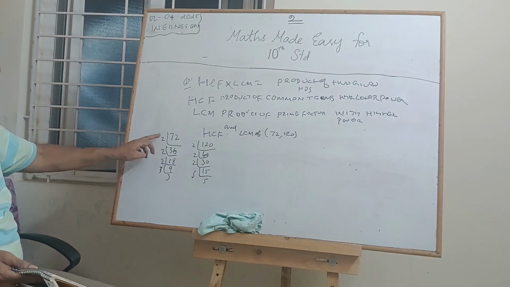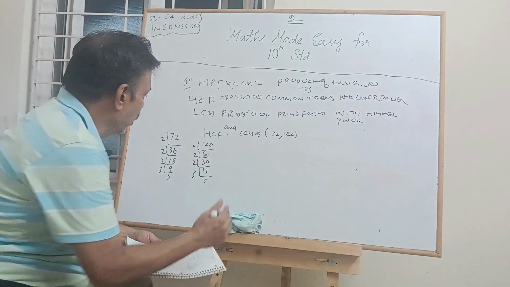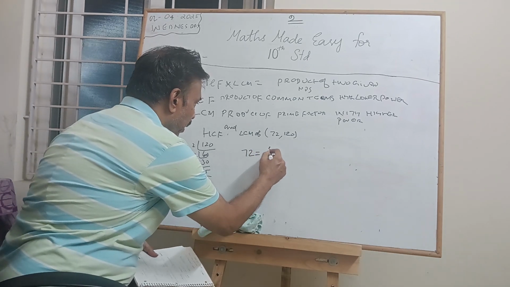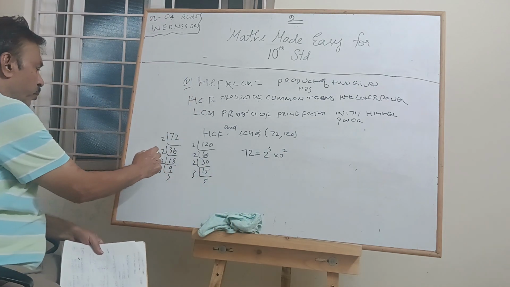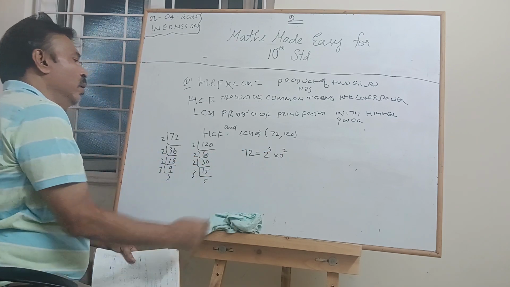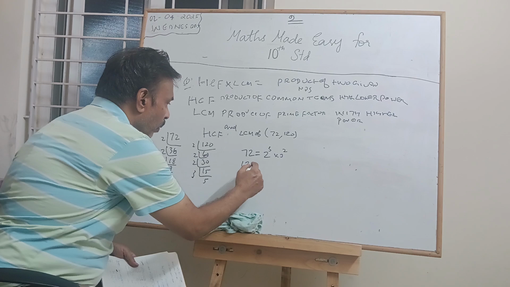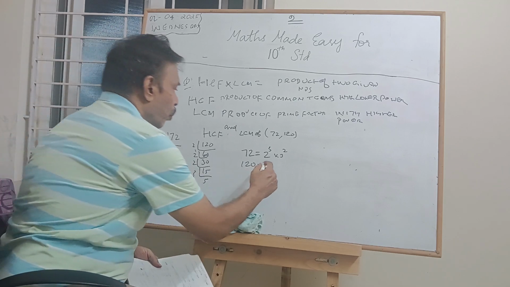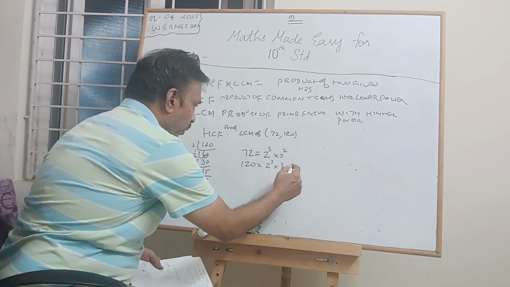So this comes as three 2s into two 3s. That is, 72 is equal to 2 to the power 3 into 3 to the power 2. Now 120 is equal to 2, 2, 2, that is 2 to the power 3 into 3 into 5.